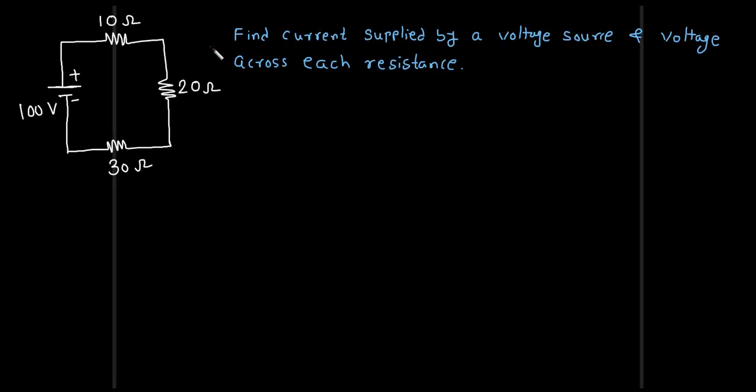So we'll solve this numerical. We find current supplied by a voltage source and voltage across each resistance. That is the problem statement. So this is the given circuit.